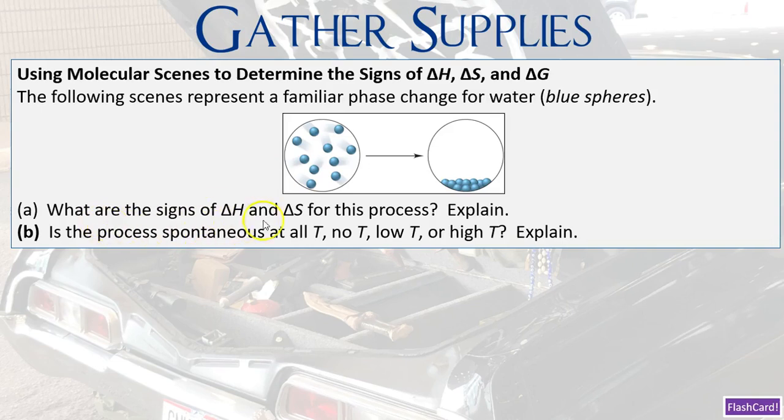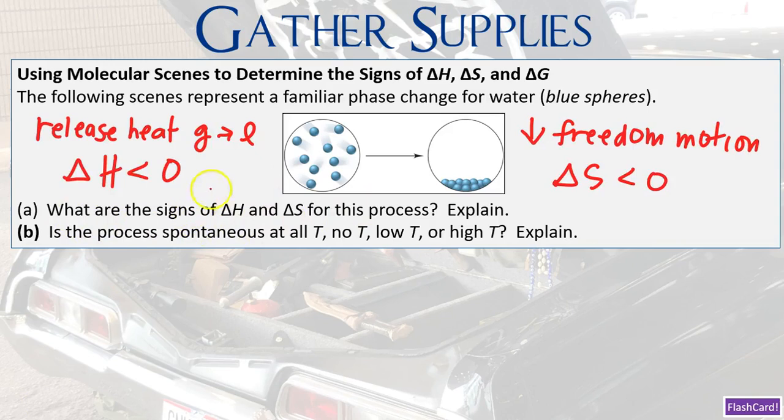They're asking us, what are the signs of delta H and delta S? So for letter A, the sign of delta H is going to be negative. Why? Because we're going from a gaseous state down to a liquid, we're going to be releasing heat. And therefore, the delta H value is going to be less than 0. So we have a negative value here.